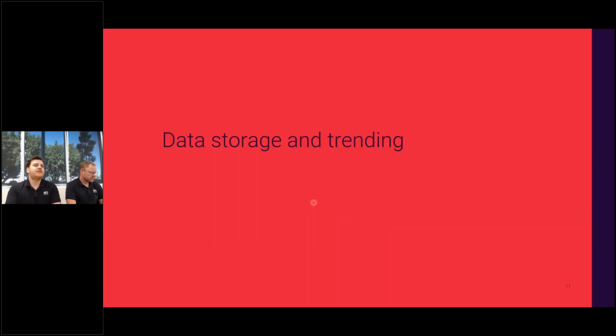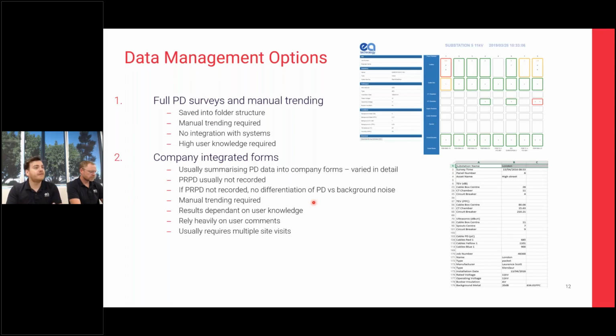So in terms of data storage and trending, there are a couple of different ways that companies go about it. The first method is actually what Brad and I do on our day-to-day basis, and historically it's what we have done using the UltraTEV Plus 2 device. What we have is the full option of the PD trending, and that's using the inbuilt features of the UltraTEV Plus 2. So you can go through, you can record everything on site, and you use the inbuilt functionality to trend that data. The only problem with this method is it involves manual trending.